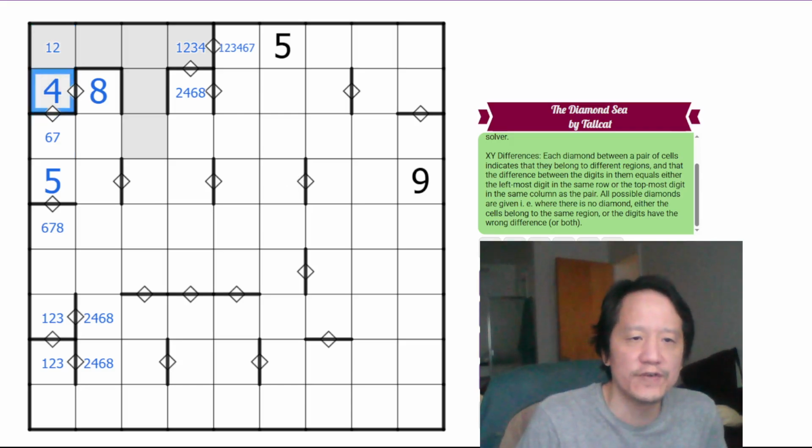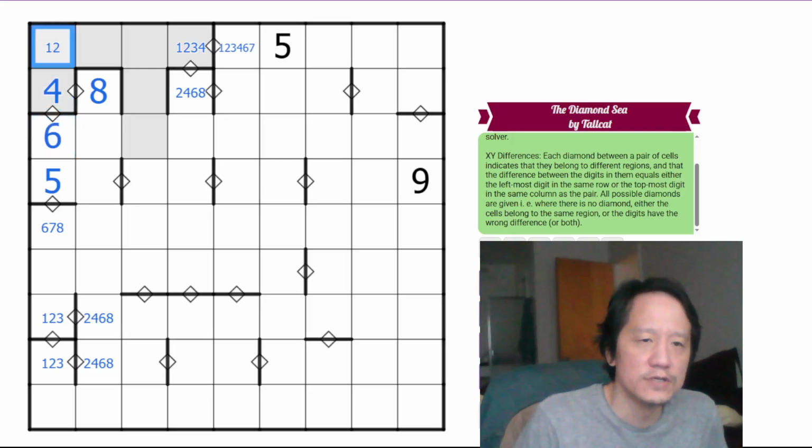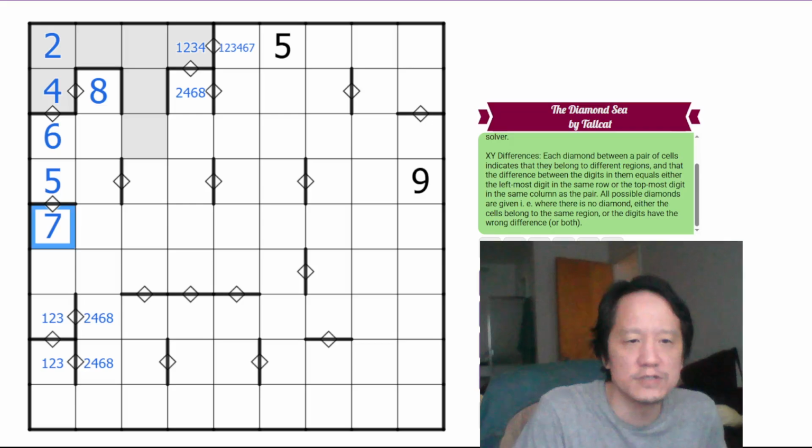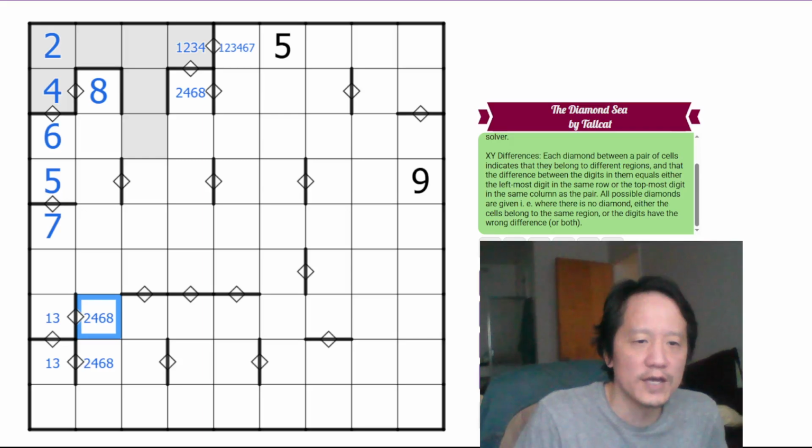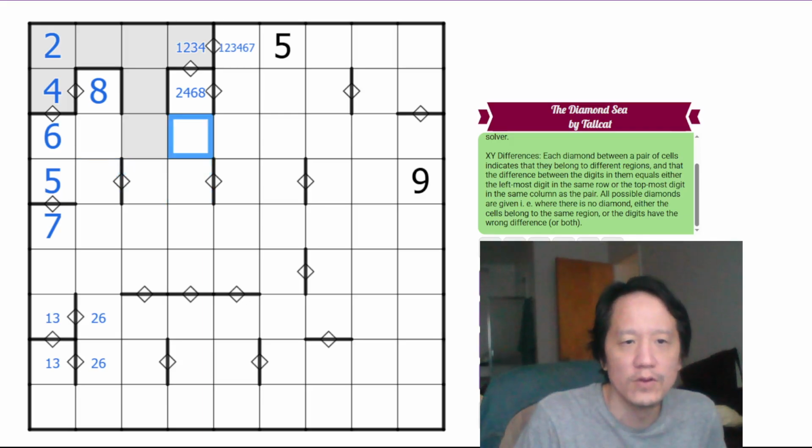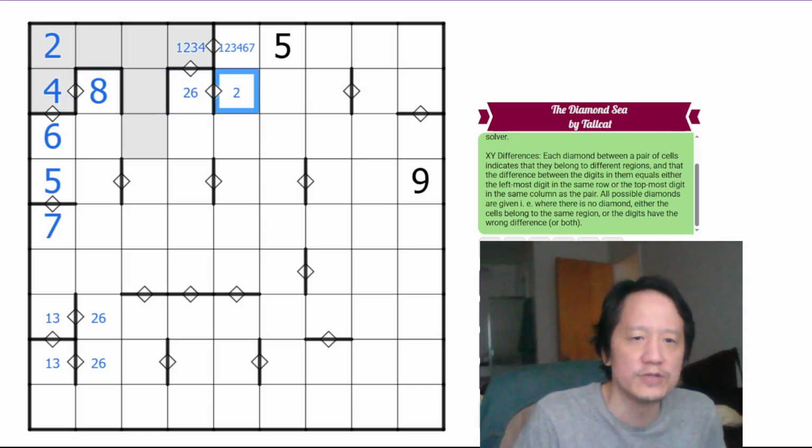This can no longer be 5, though, so this must be a 6. So this is 6. This is the difference of 2, so this must be 7. This has to be 1 and 3. So this cannot be 4 and 8. This has to be a 2, 6 pair next to this 1, 3. So this can't be 4, 8. This is 2 or 6. There's a difference of 4 between them, so that's only 2 or 6 here. Then this can't be 2. It cannot be 4 because of the 2, 4 in the box.